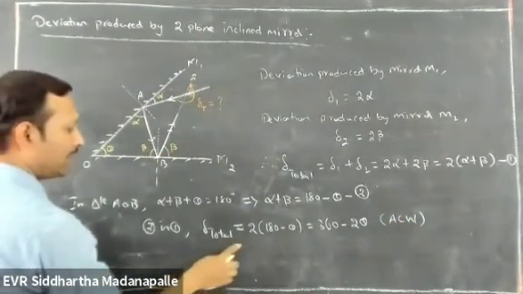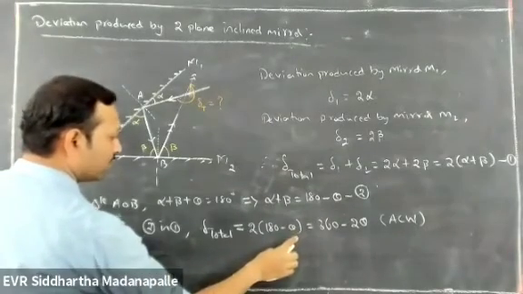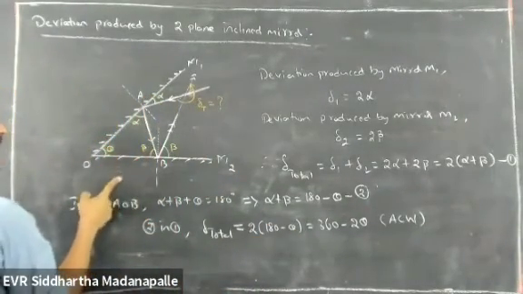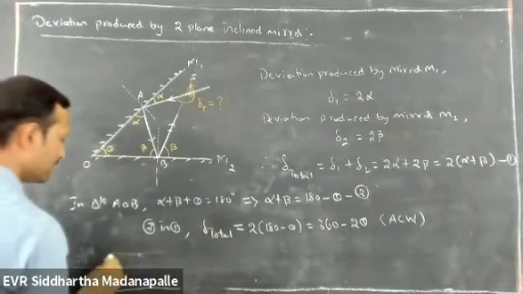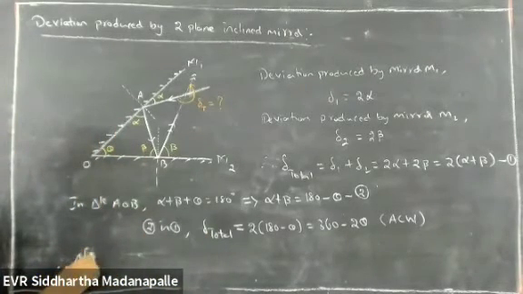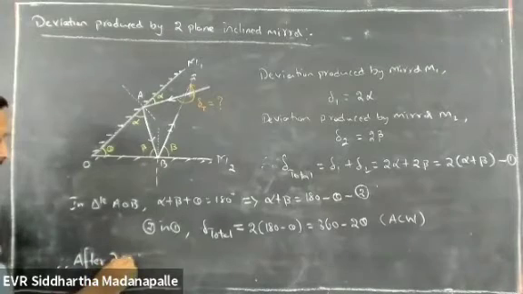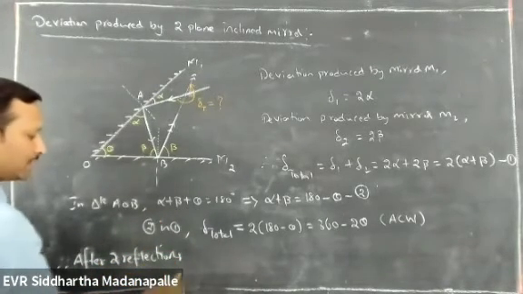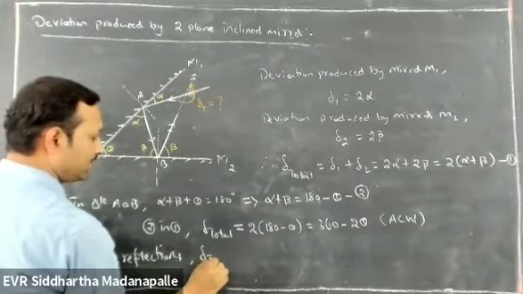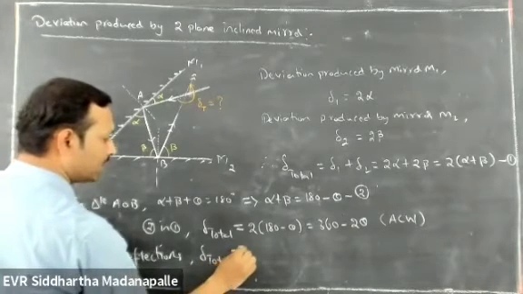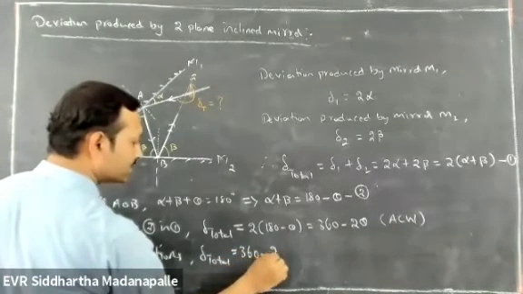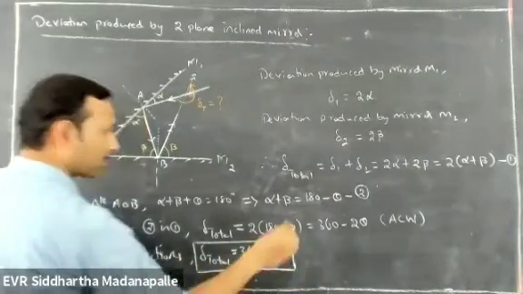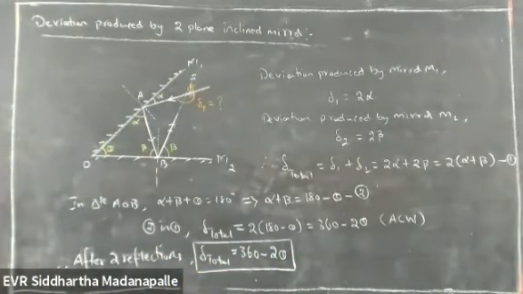So what is the formula here? The total deviation produced by two plane inclined mirrors after two reflections is equal to 360 minus 2 theta. Okay, we know about this one.